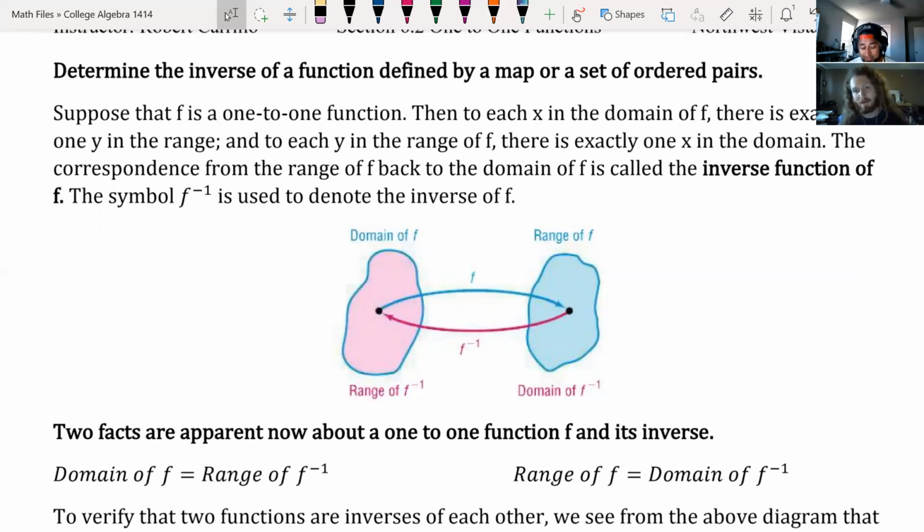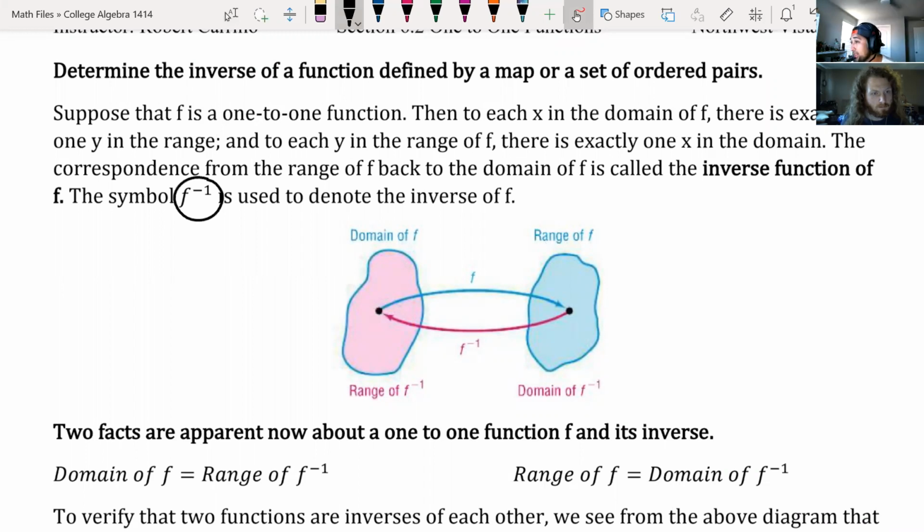What's fun about one-to-one functions is that if you're one-to-one, you have something called an inverse. So suppose that f is a one-to-one function, then to each x in the domain of f, there is exactly one y in the range. This means that to each y in the range, there is exactly one x in the domain. The correspondence from the range of f back to the domain of f is called the inverse function, and we denote it by this symbol.